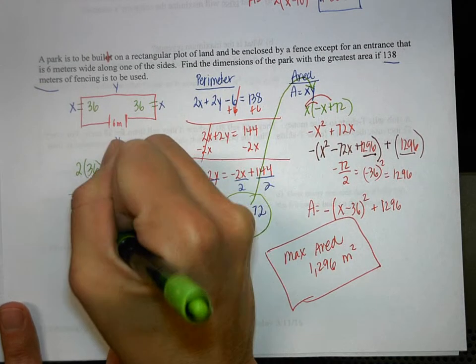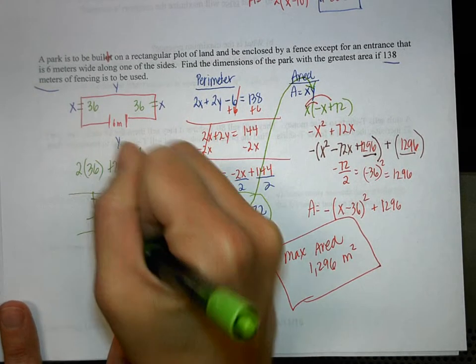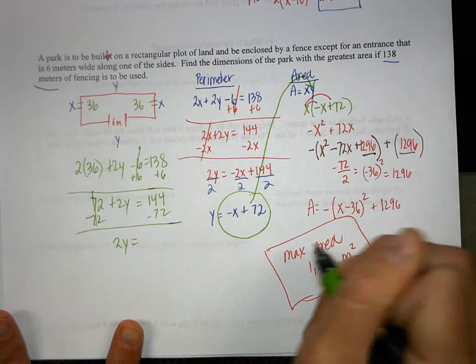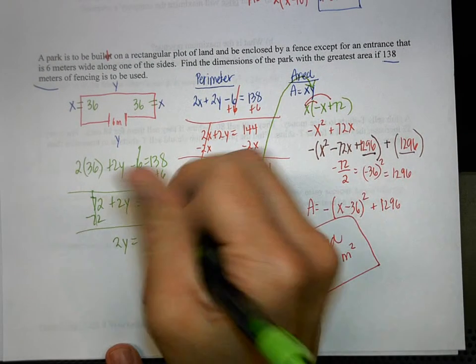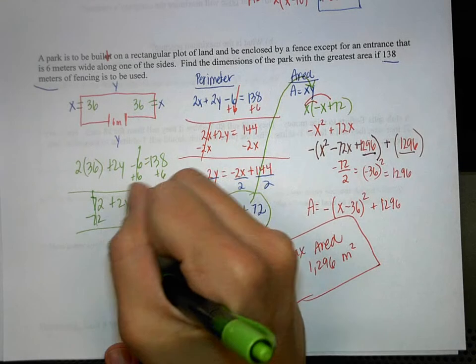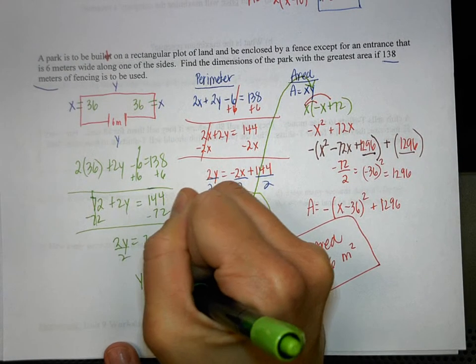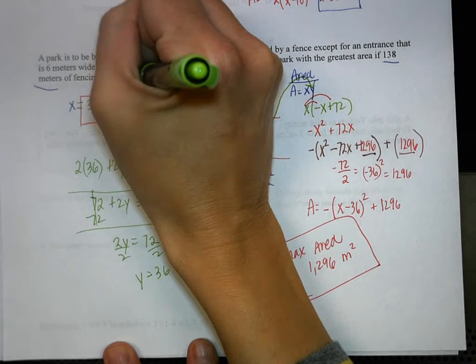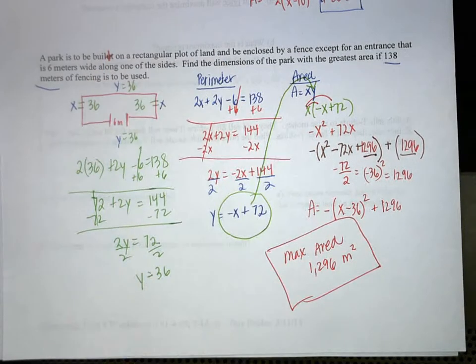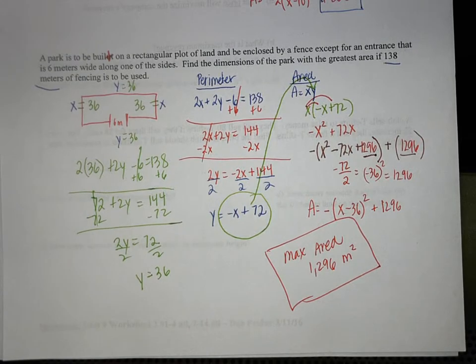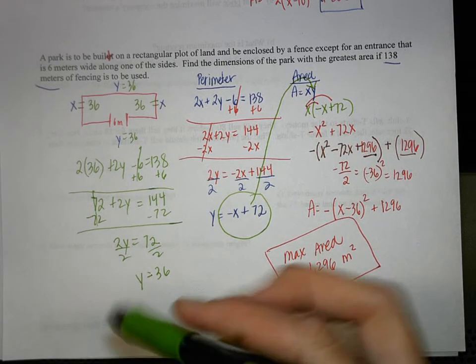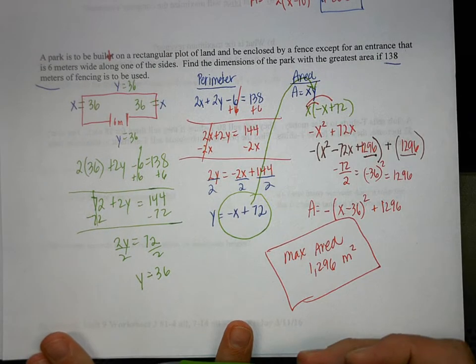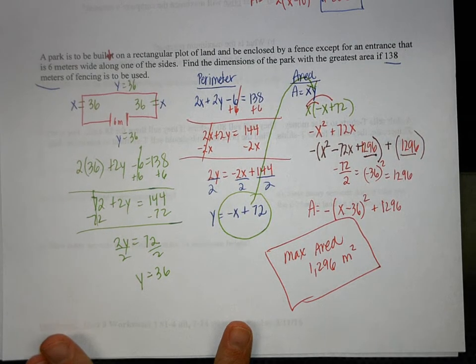I subtract 72. And again, you don't have to do this. 2y equals 72. We divide by 2, and I get y equals 36. If you were to multiply in your calculator right now and go 36 times 36, guess what the answer is? 1,296. Okay? So, you don't have to do this stuff in green. I just wanted to show you how it works. Okay? Are we good? Questions?